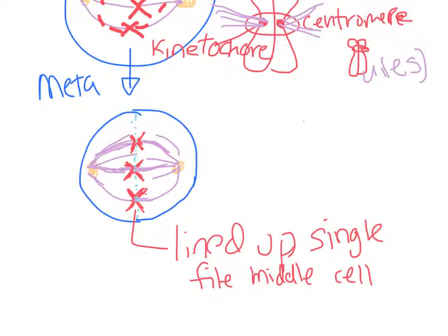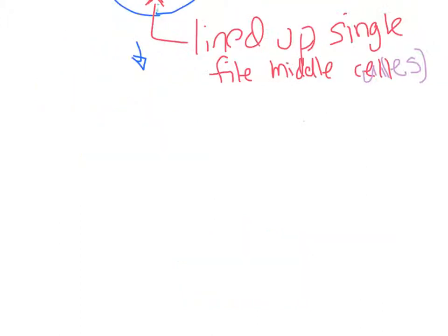So that is metaphase. Now the chromosomes are lined up, and when the tension is equal on both sides of the chromosome, there is a signal that tells the cell that it's ready to pull apart, and then it will pass that checkpoint and go to anaphase.